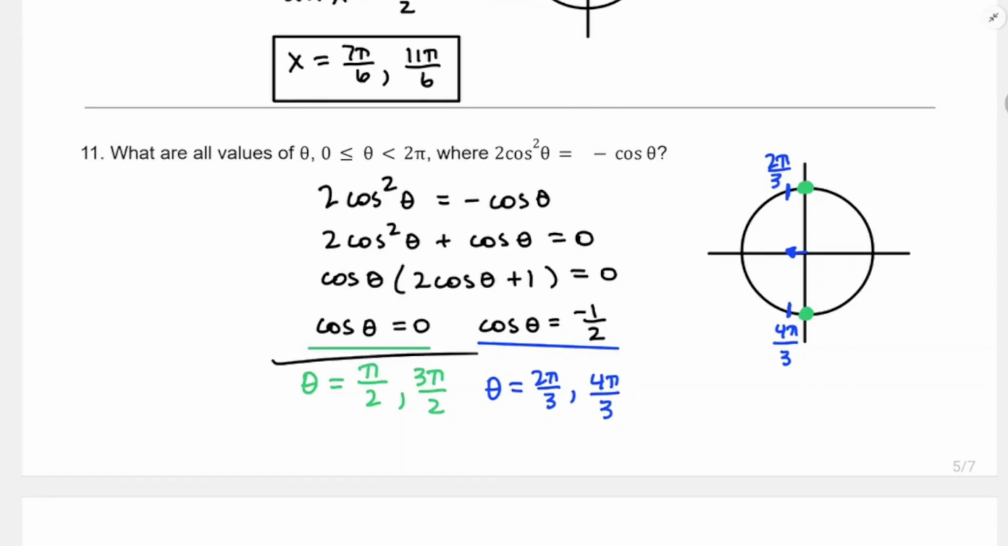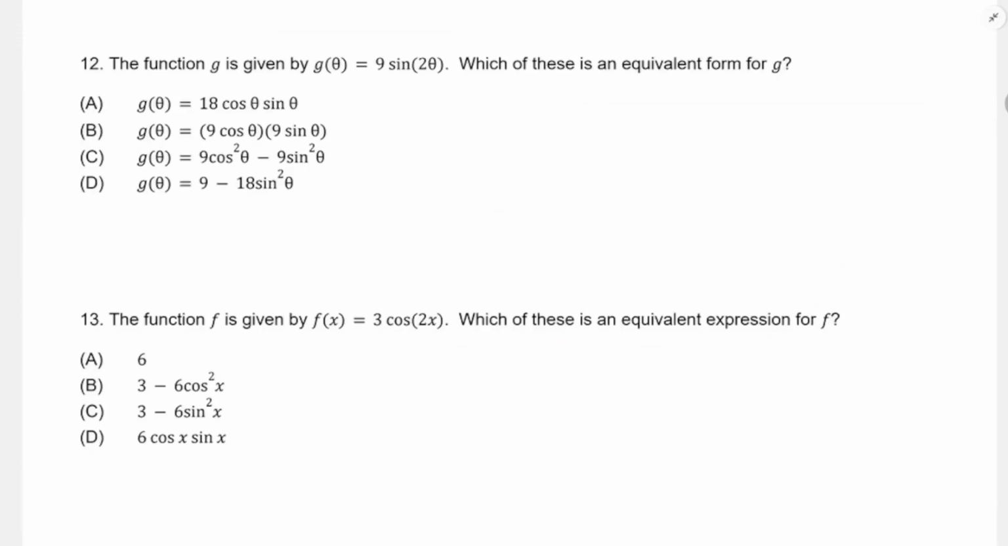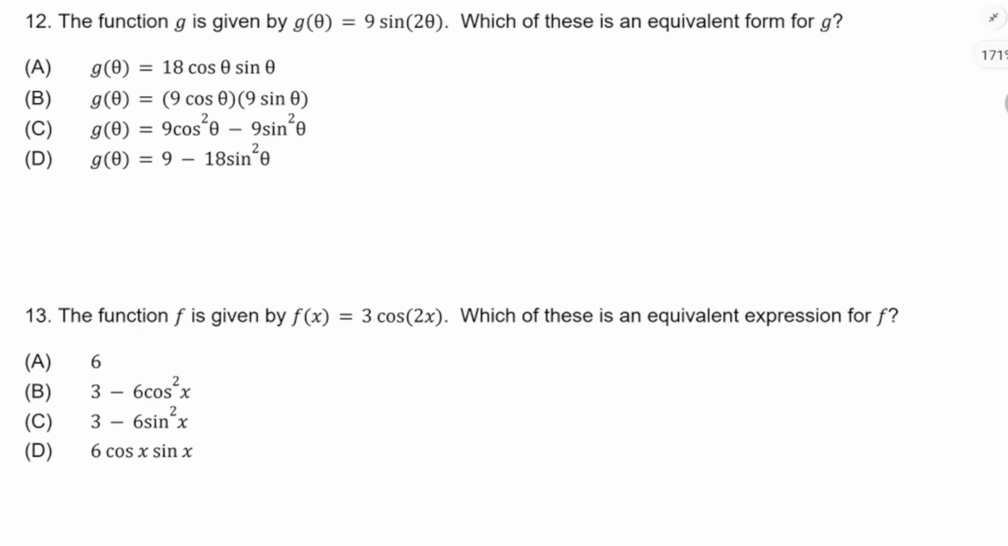Those would be my solutions on the interval 0 to 2 pi. Alright, now a little bit more double angle formula work. So which of these is equivalent to g of theta equals 9 sine of 2 theta?